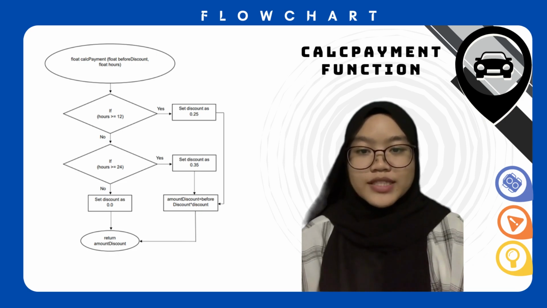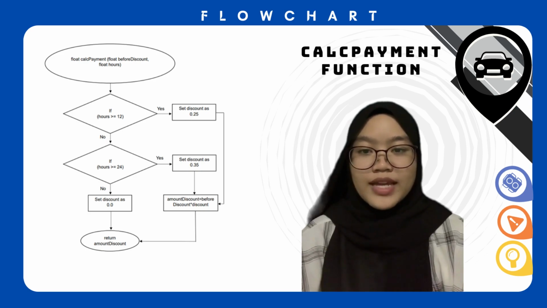It will start with the function definition. Then, we use nested if, which if the user enters hours more than 12 hours, then the discount is set as 25%. And if the user enters hours more than 24 hours, then the discount is set as 35%. If none of the statements is true, then no discount is given. When the user gets the discount, it will continue to calculate the amount of discount and end the process by returning the amount discount.